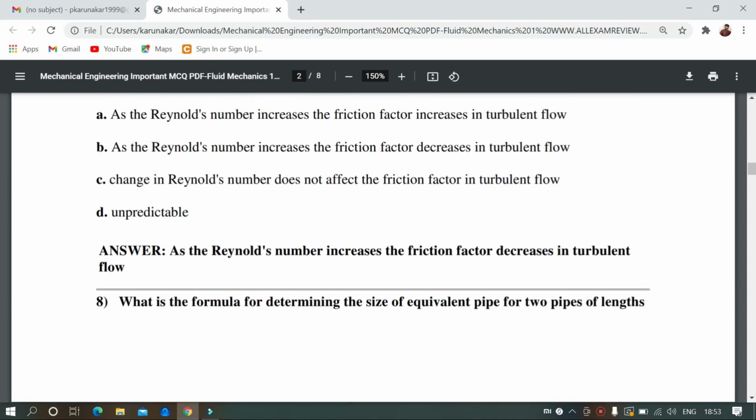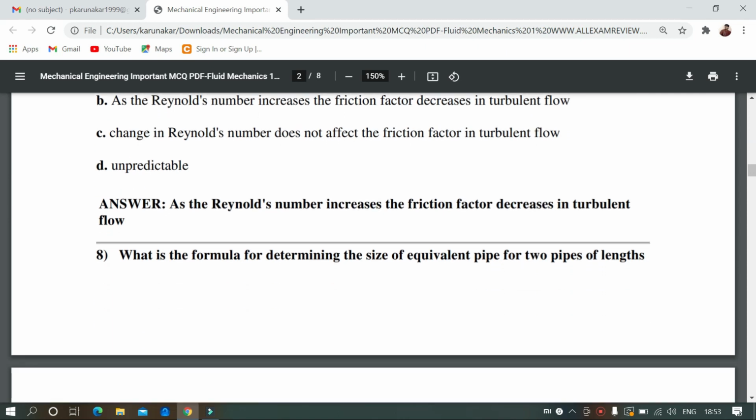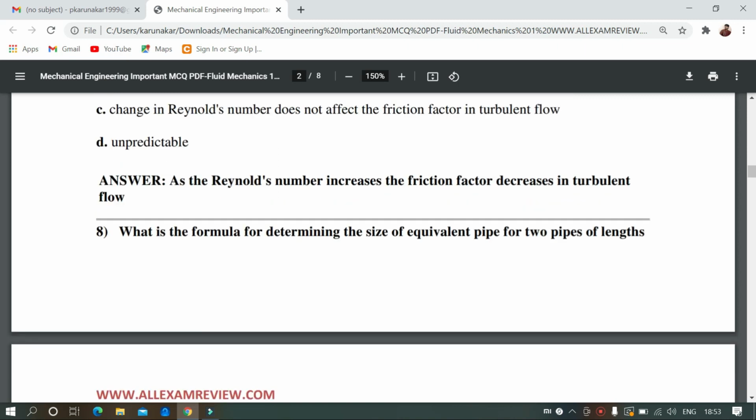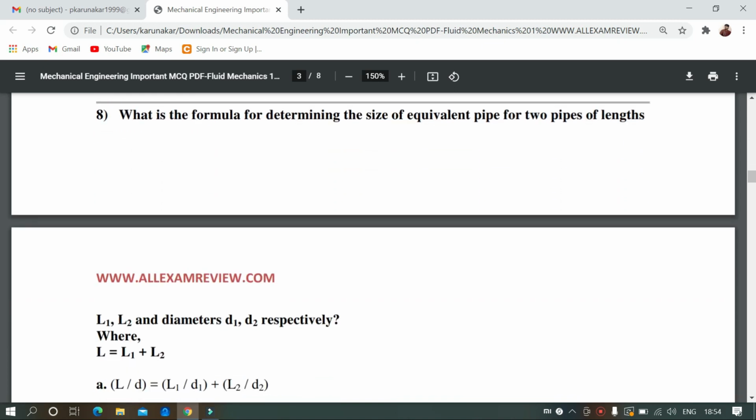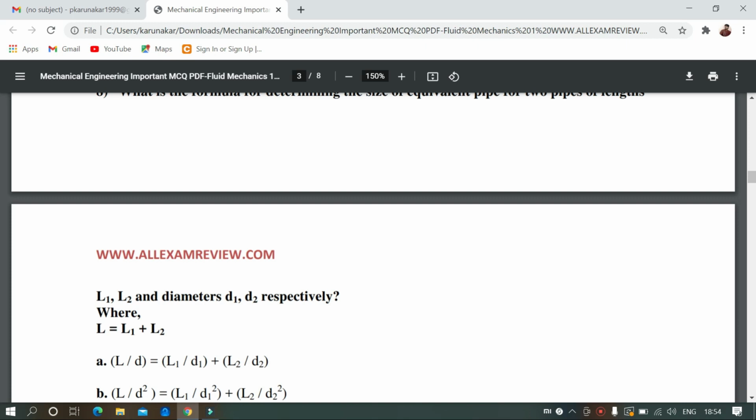Okay, and question number 8: what is the formula for determining the size of an equivalent pipe for two pipes of lengths L1, L2 and diameters D1, D2 respectively? Consider that L is equal to L1 plus L2. So the total length is equal to L1 plus L2.